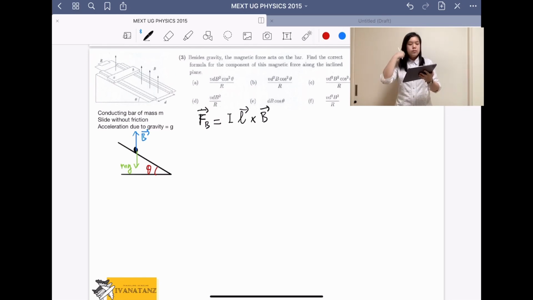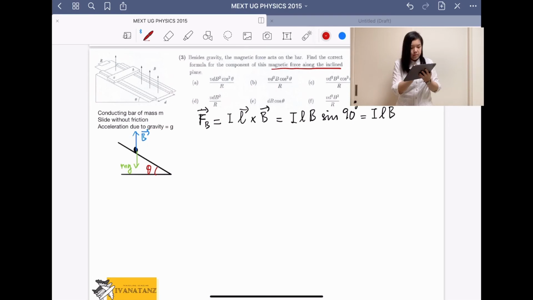The direction of vector L represents the direction of current I. It is just the same as saying ILB sine of the angle between the B and the L. So this is B and L is just going inside the paper. So the angle created is simply 90 degrees. So we have ILB.